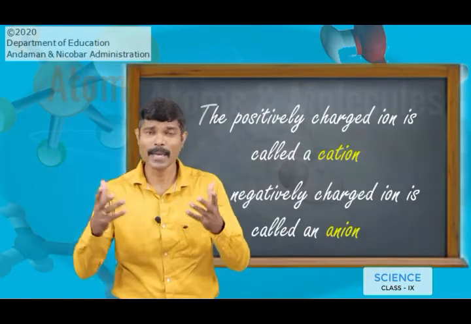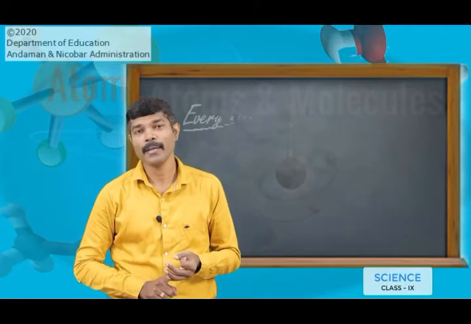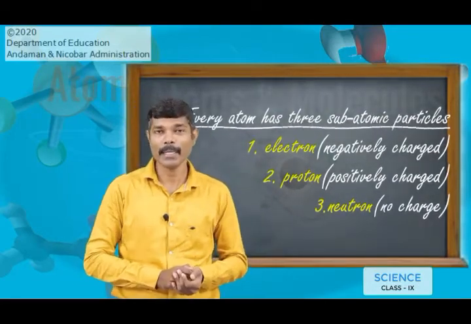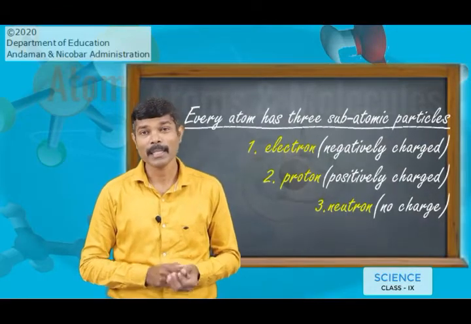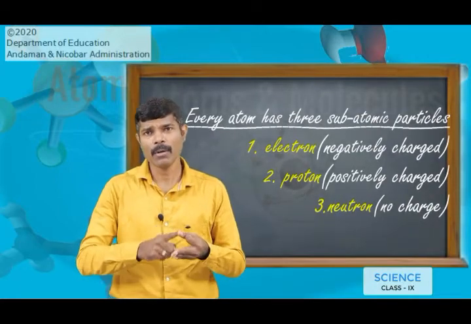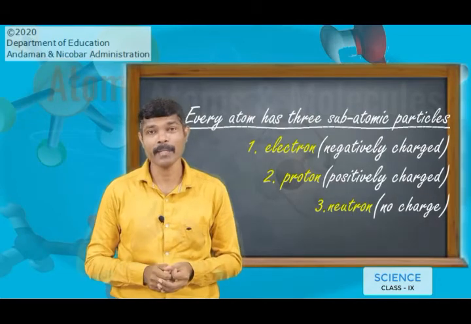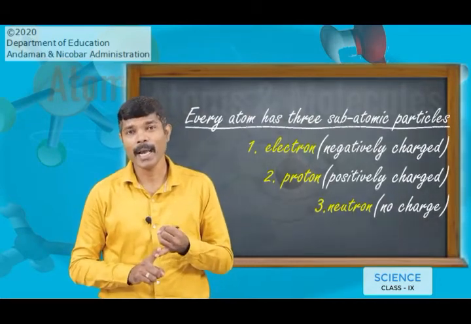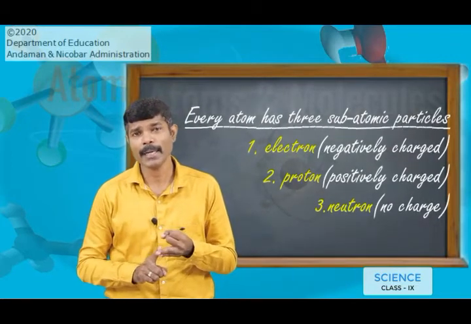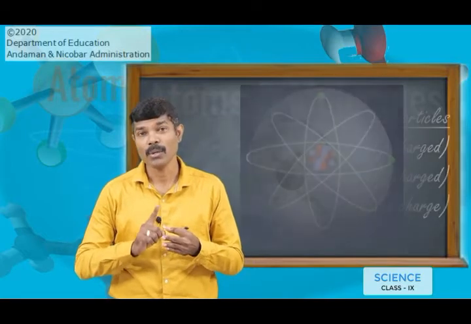Now, how these ions are formed, about that we will see. Dear children, you must know that an atom contains three important constituents or particles. These particles are electrons, protons and neutrons, and about all these we will study in the next chapter, that is structure of atom. The electrons present in the atom are negatively charged and the protons present in the atom are positively charged, and lastly the neutrons have no charge.